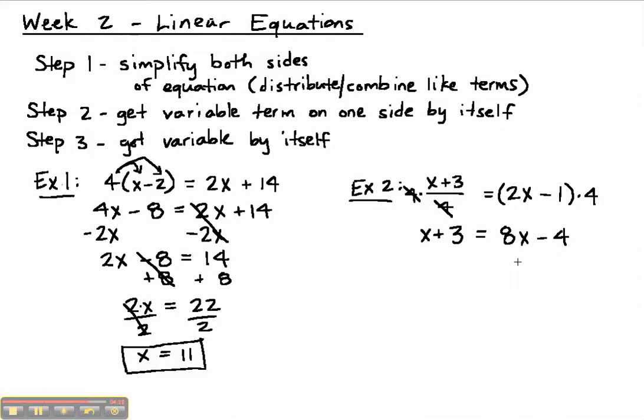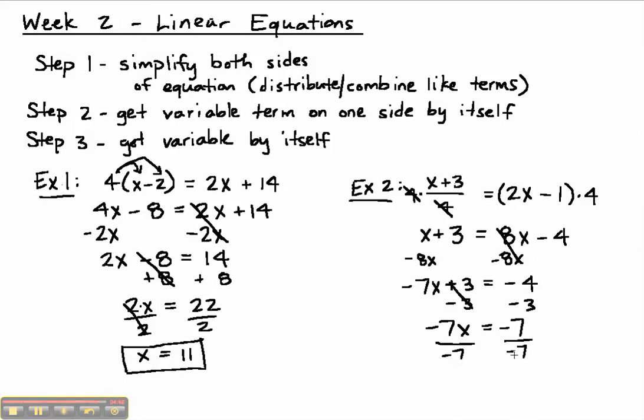And now we're back to step 2, getting x on one side by itself. We can do that by subtracting 8x from both sides, giving us negative 7x plus 3 equal to negative 4. And now we want to get the negative 7x by itself, so we're going to subtract 3 from both sides. And then finally, let's get the x by itself. It's being multiplied by negative 7, so we need to divide by negative 7, leaving us with x equal 1.